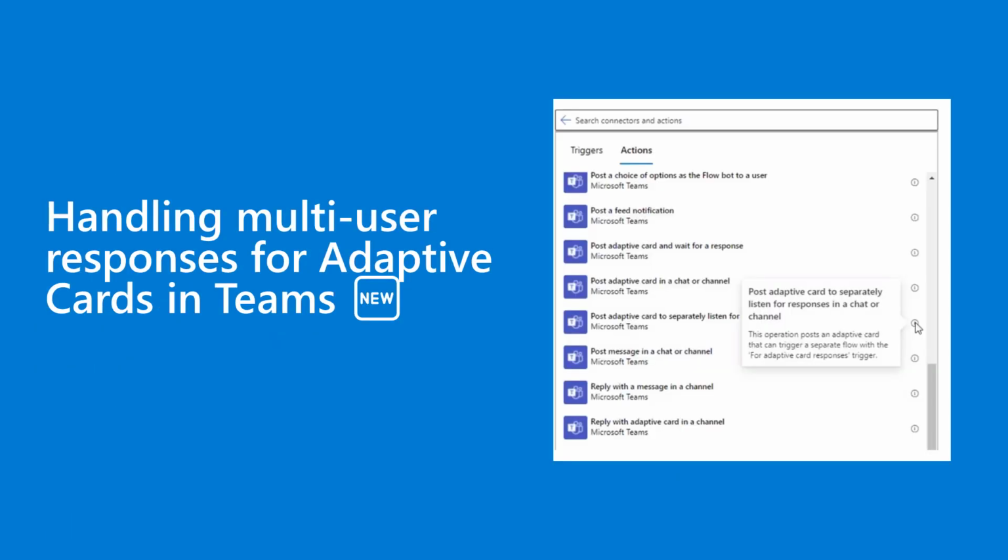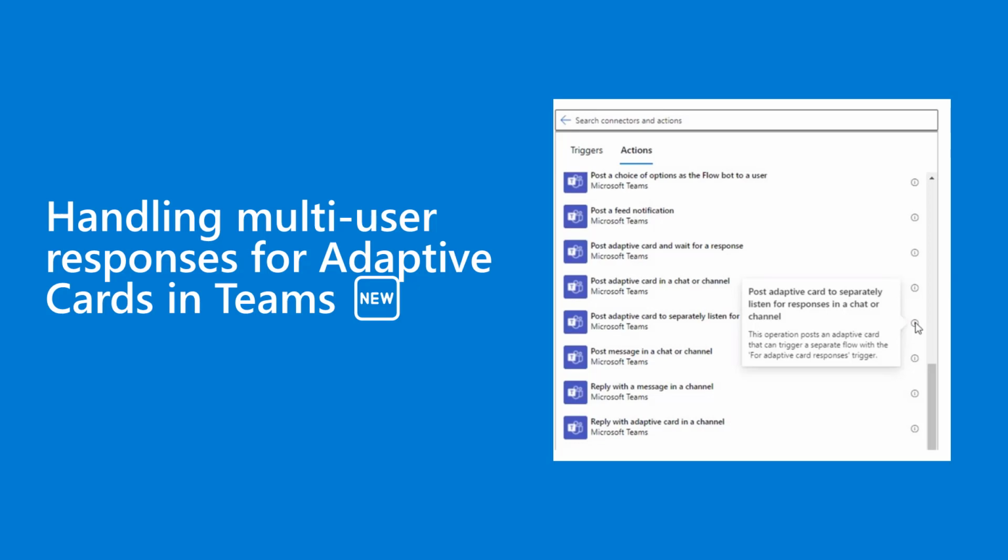For those that were not able to attend last month's call, the handling of multi-user responses for adaptive cards came from this image that was shared. I didn't have much context from it, but people were really interested in how to post adaptive cards to separately listen for responses in a chat or channel. I managed to find the creator, Josh, who is on this call, and will walk us through this experience. So without further ado, Josh, if you want to go ahead and take control of the presentation, introduce yourself, and walk us through your solution.